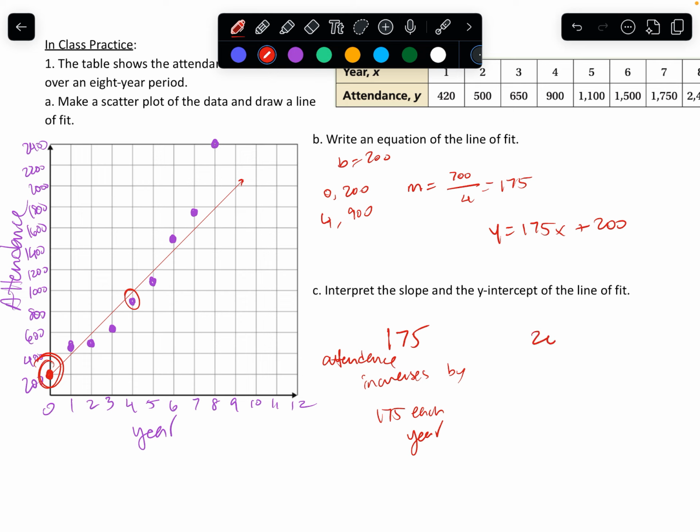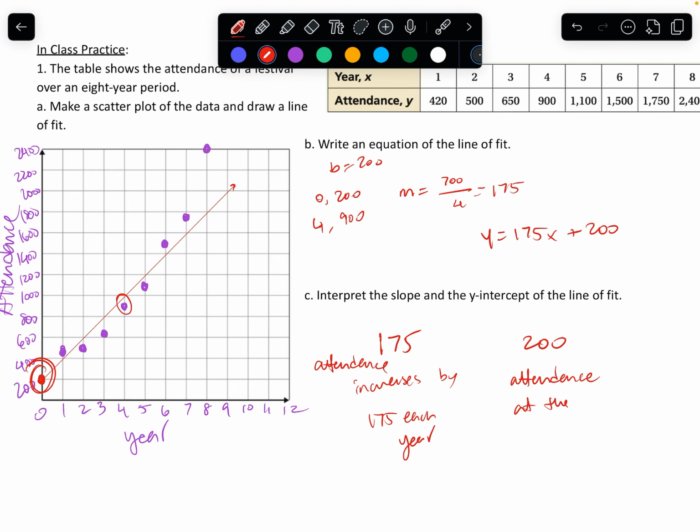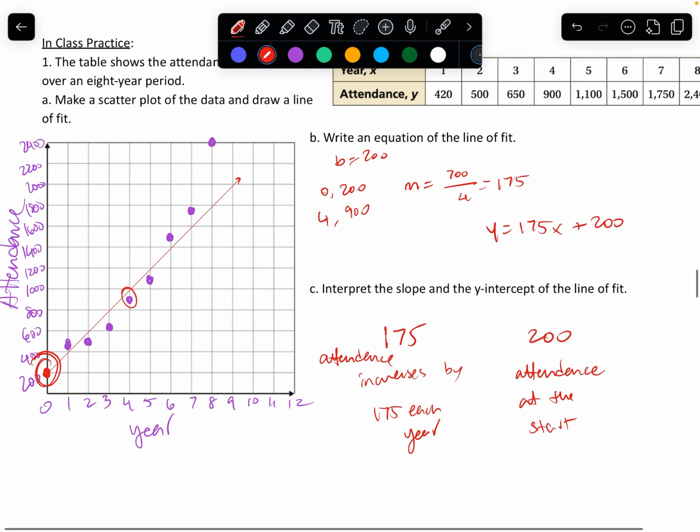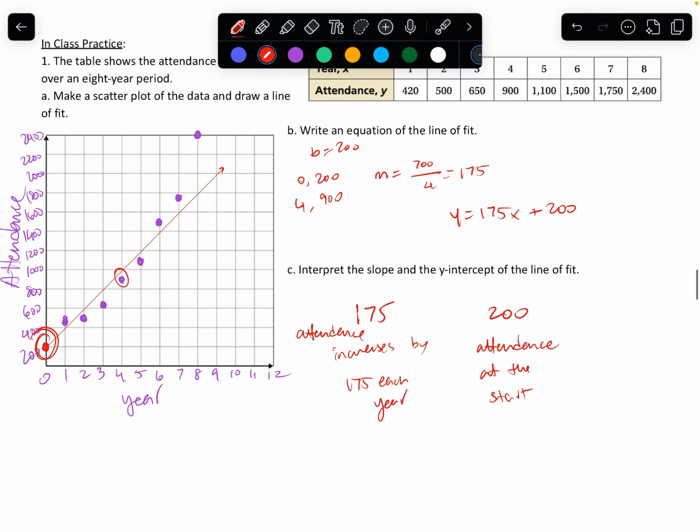And the y-intercept is 200. What does that mean? At year 0 it is 200, so that means this was the attendance: 200 people at the start of the festival. So that's what it means for the y-intercept.